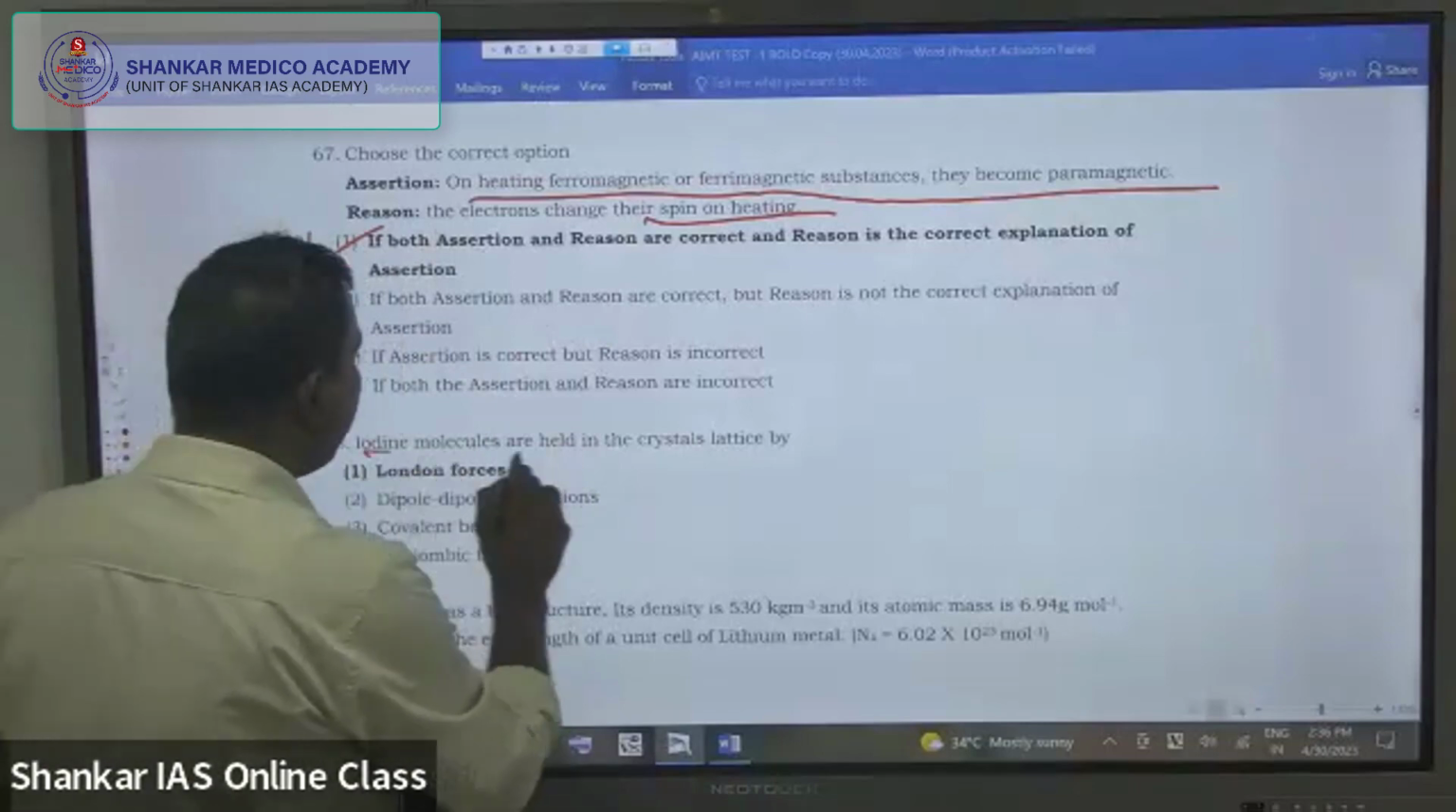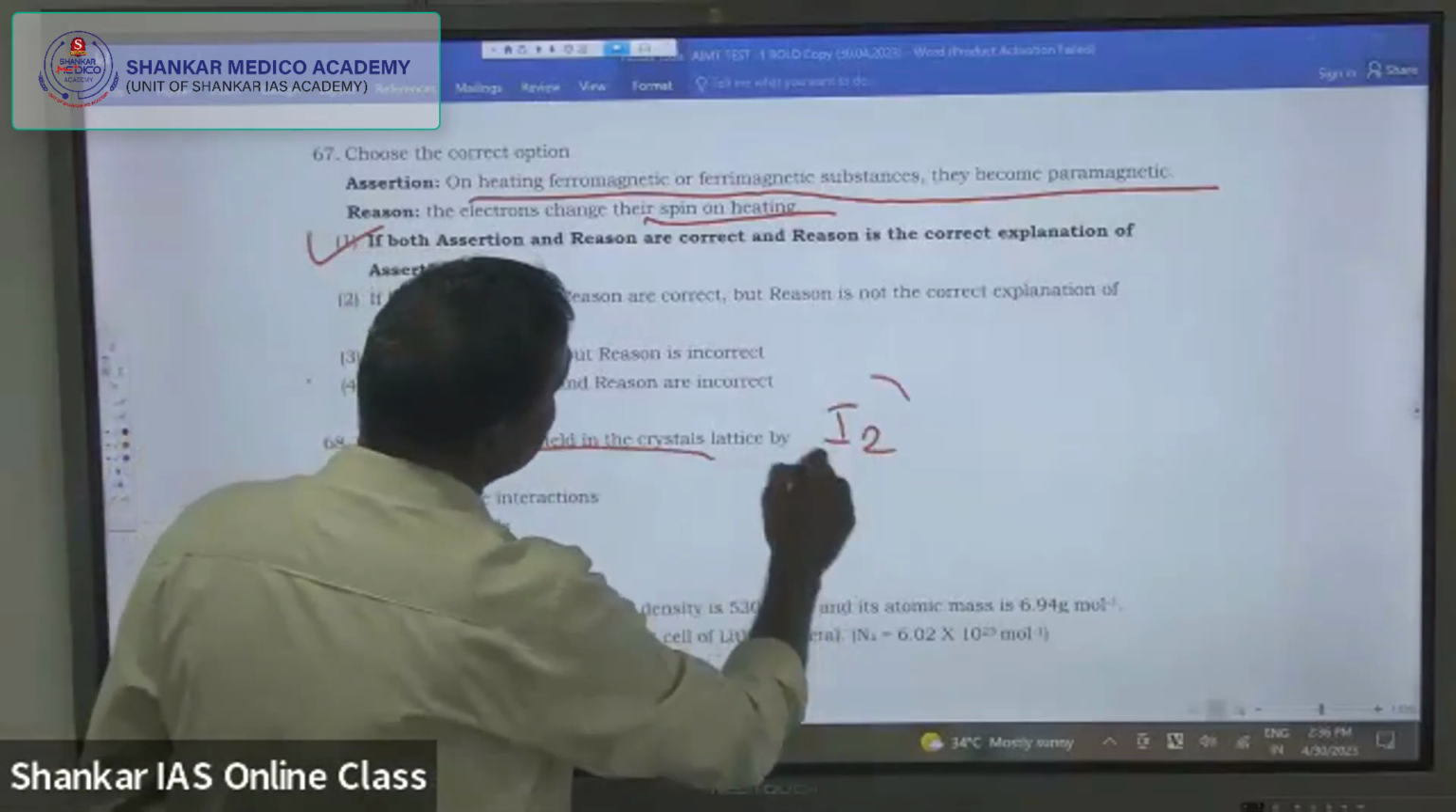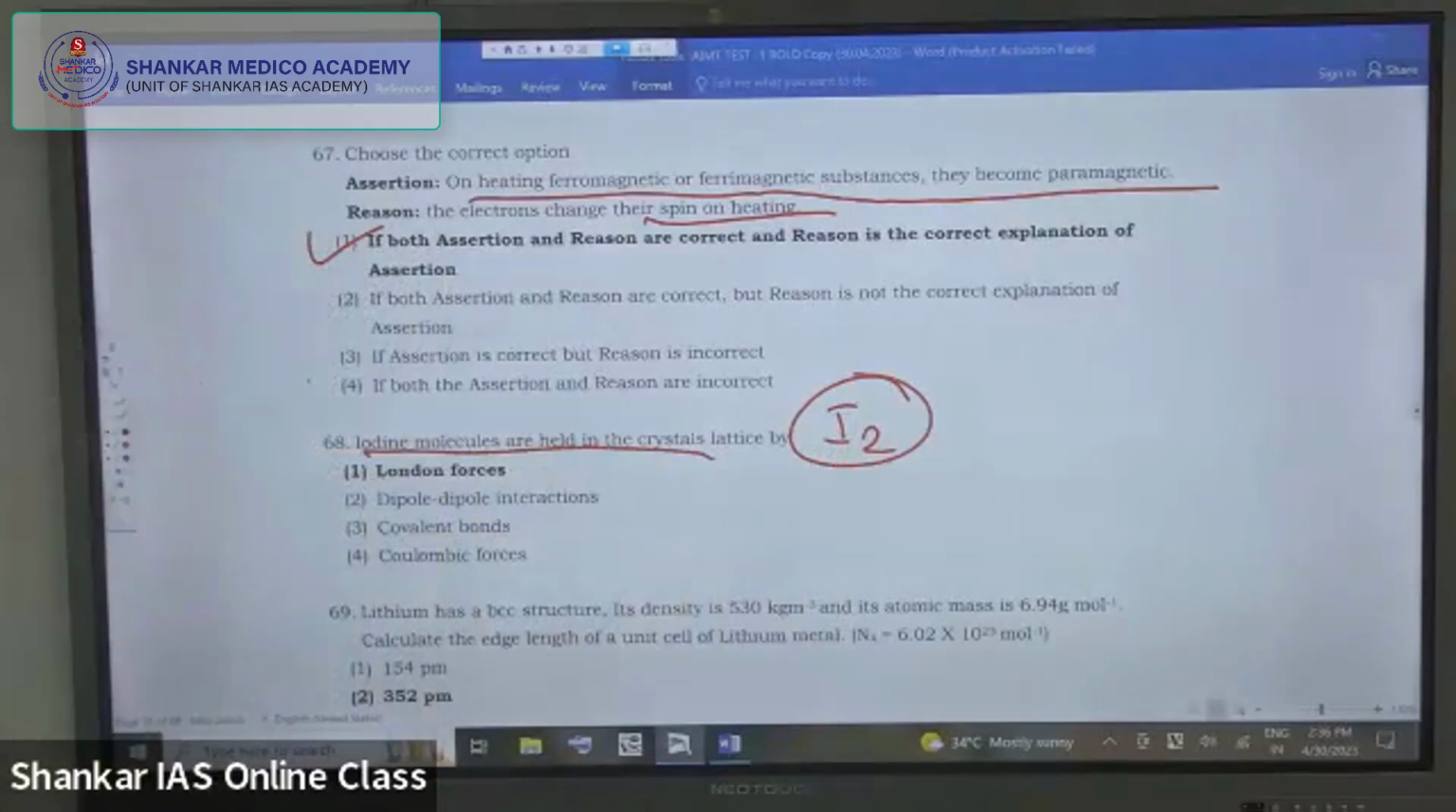The iodine molecule I2 is a solid at room temperature, but it is a homodiatomic molecule. It is held together only by London forces or van der Waals forces, the weakest force of attraction.